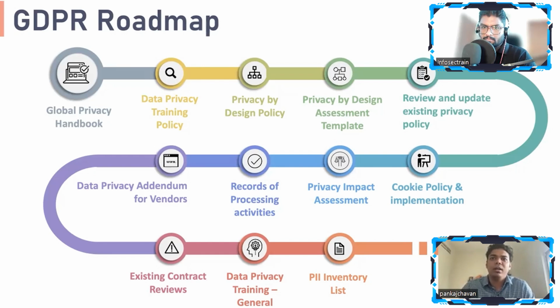So during the last decade, the proposal was made during 2012. Then slowly it came into force in 2016, and then in 2016 the organizations were given 2 years of timeline to comply with GDPR. That was in 2018. So by 2018 everybody has to be compliant.